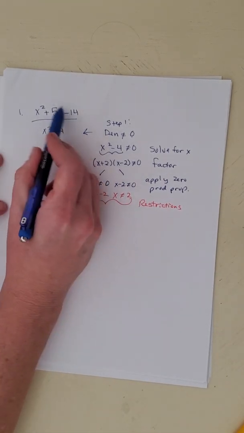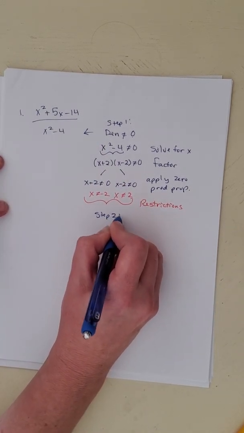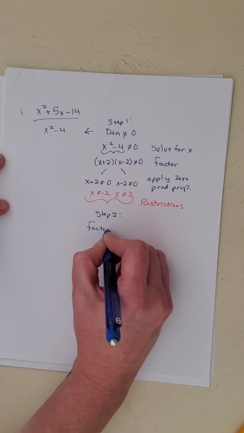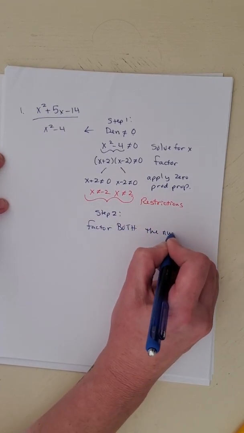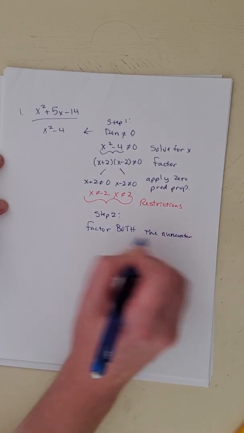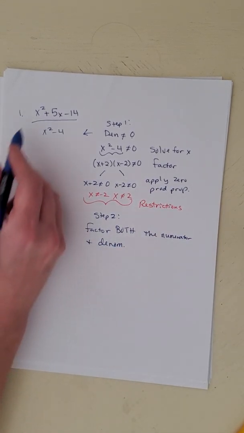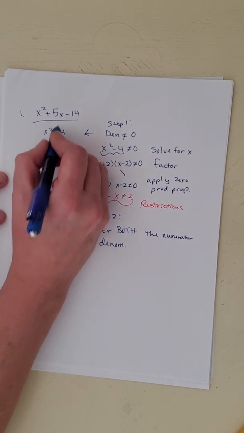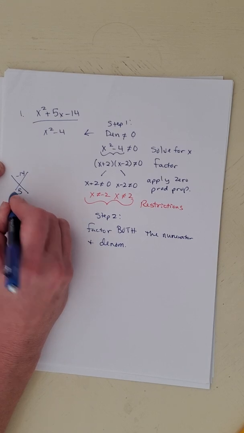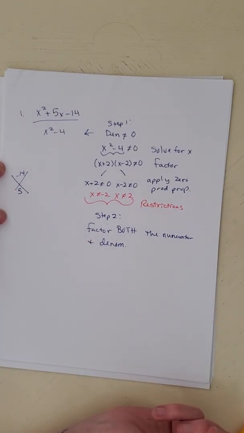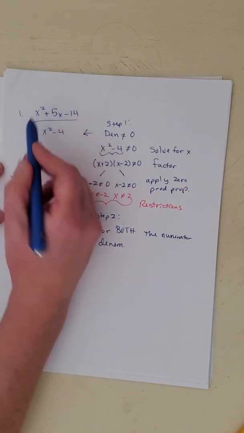All right, to simplify this, what we're going to do is we're going to factor. So step 2 is to factor both the numerator and the denominator. So that's what I'm going to do. I'm going to factor my numerator. I need something that multiplies to -14 and adds to 5. And those two numbers would be 7 and -2. And so I'll factor the numerator by grouping.